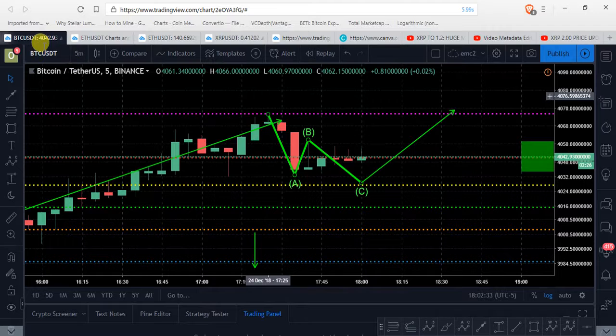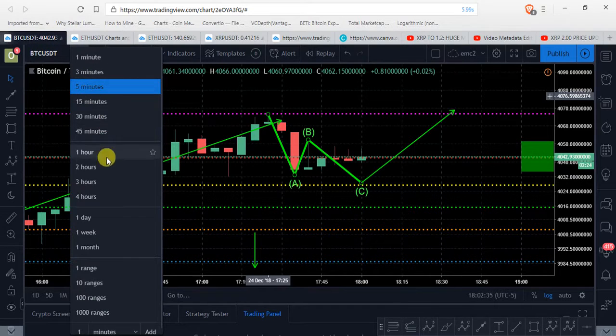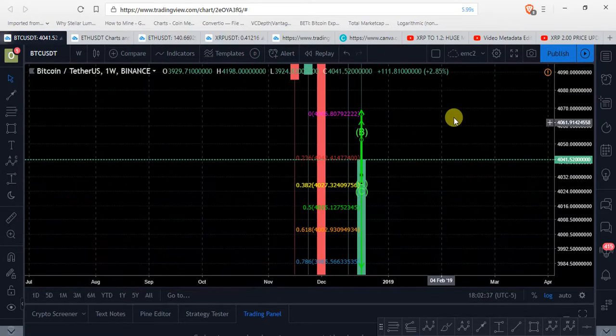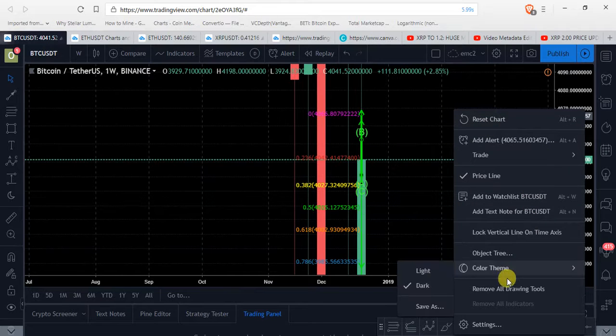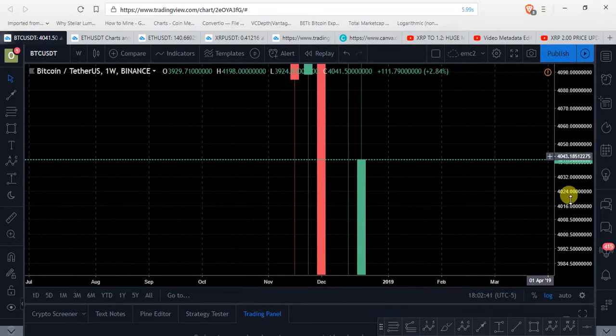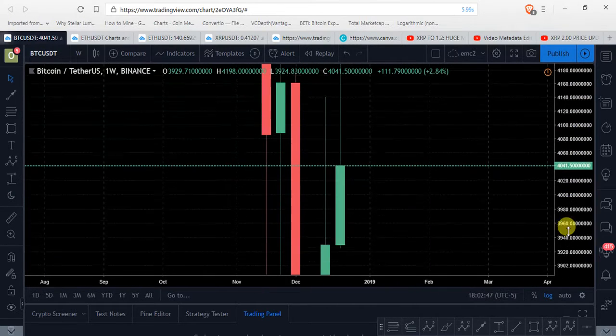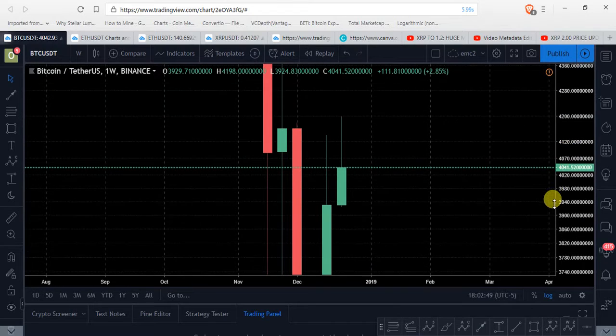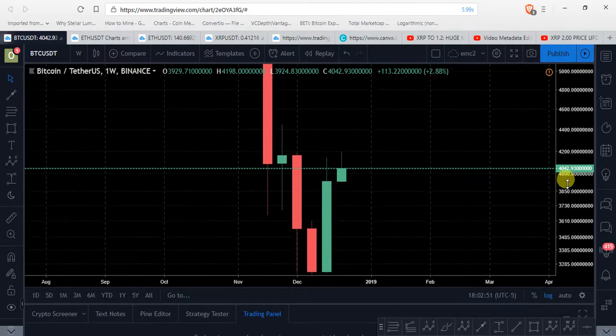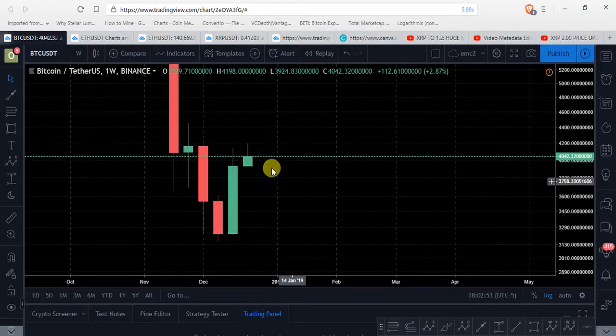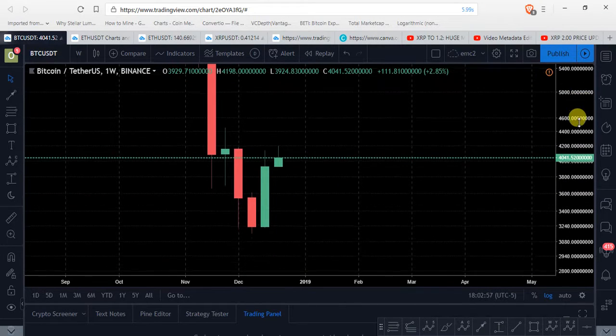Alright, so let's take a look at the weekly chart, right? The weekly chart. Alright, the weekly chart. Look at how bullish the weekly looks. Okay, this is just the second day of the week, right? So we still got a lot of room to go.